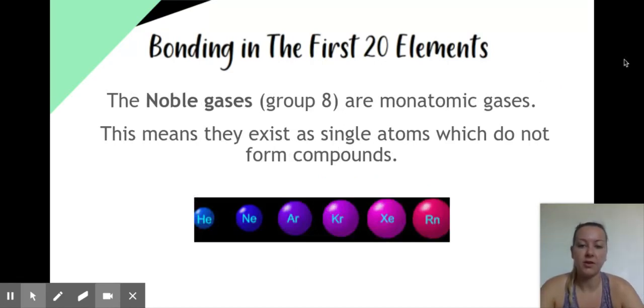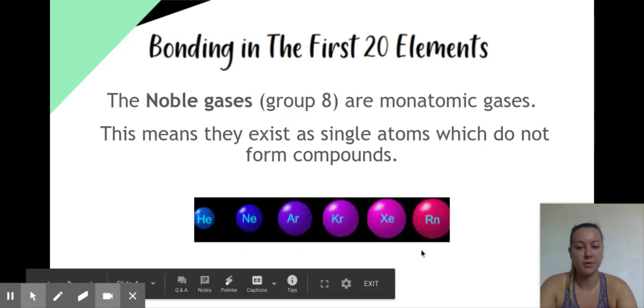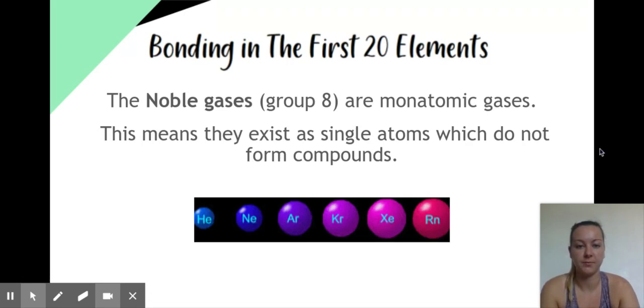Second group are the noble gases, so those are group 8 or group 0, right at the very right hand side of the periodic table. They are monatomic gases. Now we've had a look at diatomic elements before. Monatomic just means one atom. So they do not bond to form compounds, they don't interact with other species to form molecules. All they do is go around by themselves as monatomic gases. I've put in some at the bottom here for you to see: helium, neon, argon, krypton, xenon and radon. So group 8 can be coloured in a different colour to represent the monatomic gases.